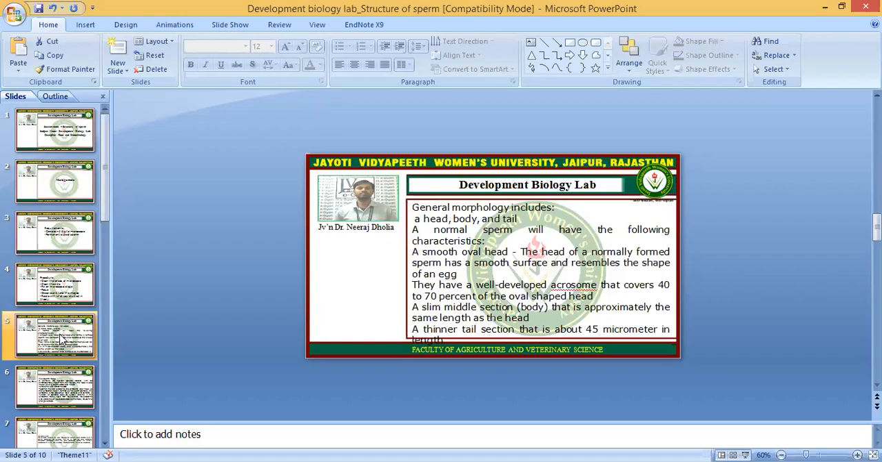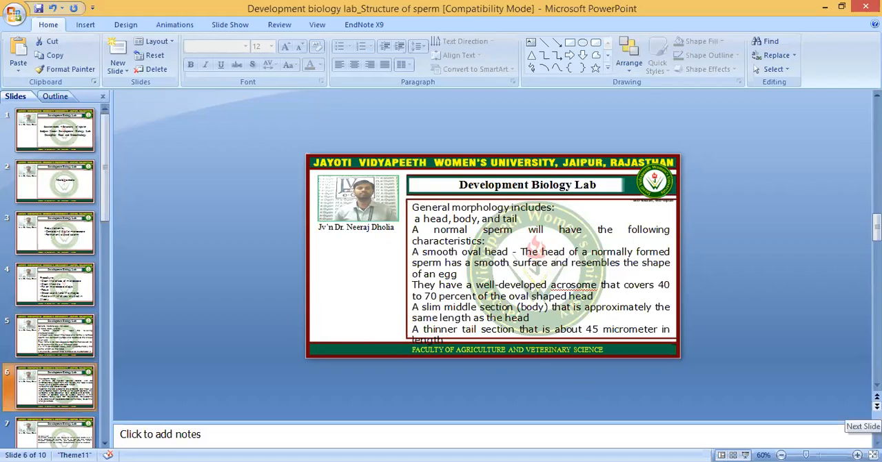They have a well developed acrosome that covers 40 to 70% of the oval shaped head. So the main part is the acrosome. Then a slim middle section, or you can say the body, that is approximately the same length as the head. Then a thinner tail section is there, that is about 45 micrometer or micron in length.